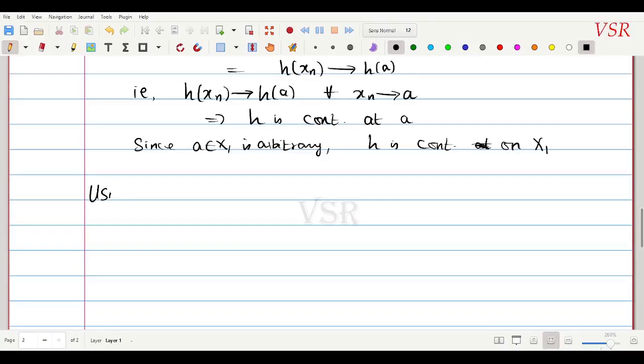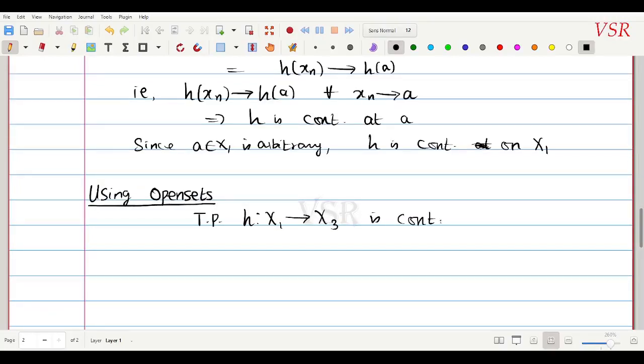Using open set. ஓகே, அப்போ நான் என்ன ப்ரூவ் பண்ண போறேன் அப்படின்னா, to prove h, a function from X1 ல இருந்து X3 க்கு போற மாதிரியான ஃபங்க்ஷன், is continuous.